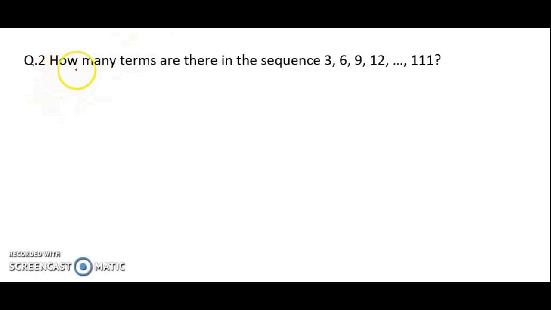Question number 2. How many terms are there in the sequence of 3, 6, 9, 12, up to 111? So in this question, what we have to find here? How many terms are there? It means we have to find out the number of terms. Value of n we have to find out.